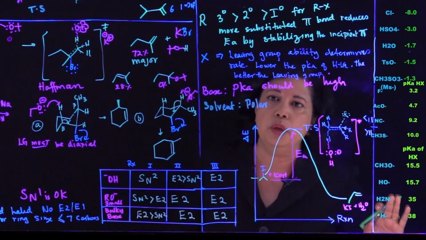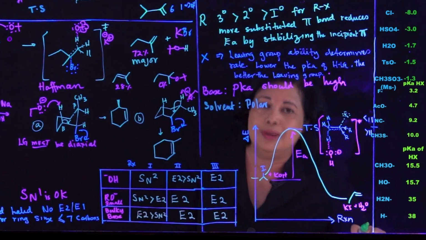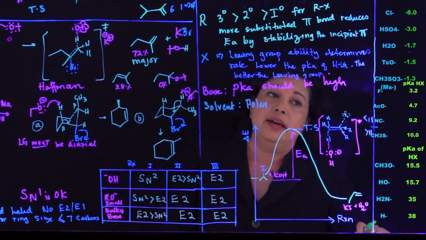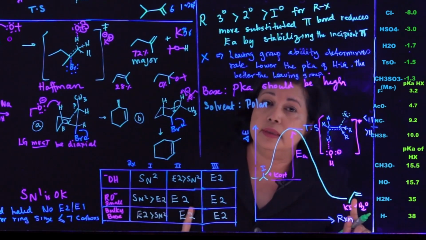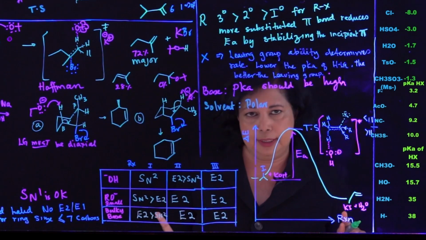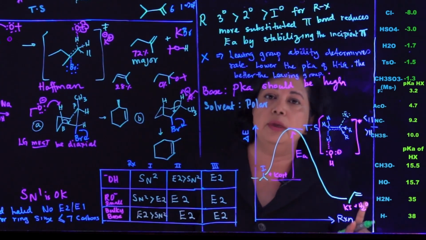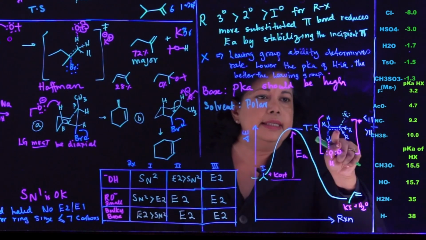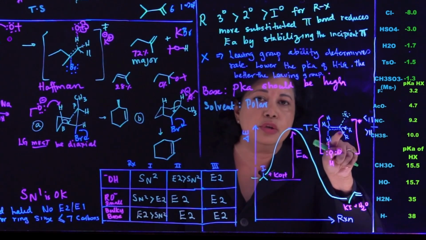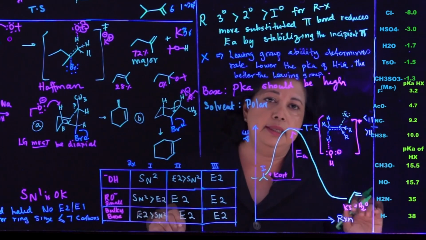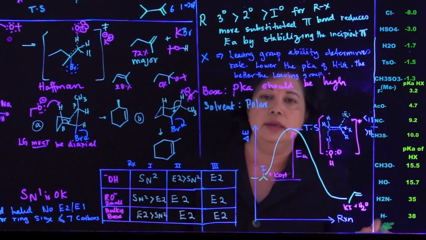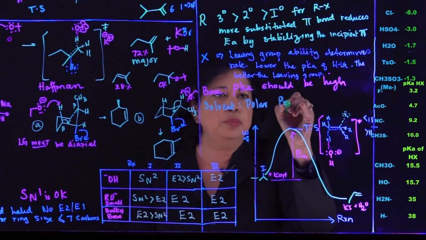Next question is, do you want polar protic or polar aprotic? There is an issue with having polar aprotic. Well, polar aprotic is actually faster than polar protic. However, if you have polar aprotic and this is a primary or a secondary, then it could do more than SN2. So that's why we typically use polar protic.